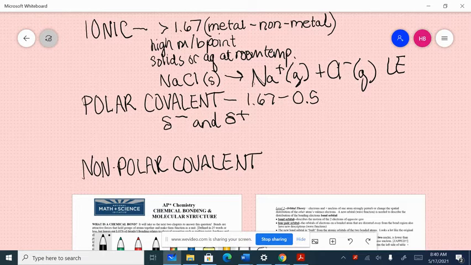So the polar covalent bonds have stronger bonds between the molecules. That's that dipole-dipole. And while ionic compounds have high melting and boiling points, they have low vapor pressures, so on and so forth, and they're solids at room temperature. Polar covalent are the next step down. So they have medium melting and boiling points, and they can be solids, liquids, or gases at room temperature.